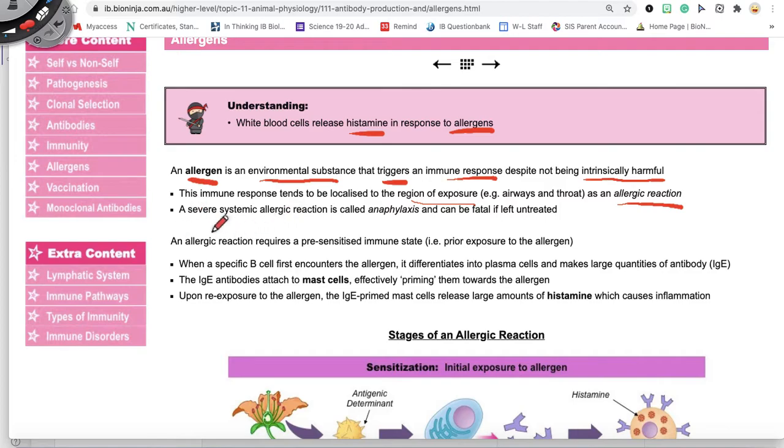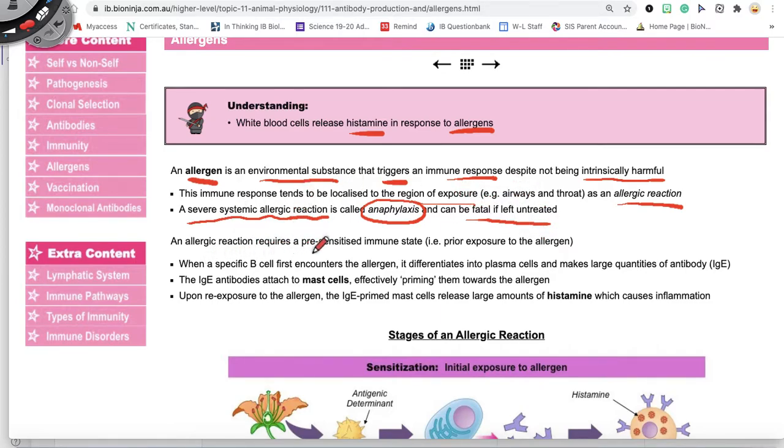Now, sometimes a severe systemic allergic reaction is called anaphylaxis, and this can be fatal if left untreated. For example, you've heard of people who perhaps have a peanut allergy, and that could lead to anaphylactic shock. And if that's not treated with an EpiPen, then the person could potentially die.